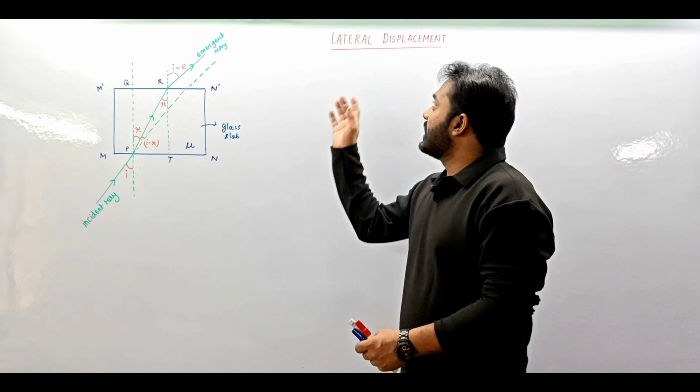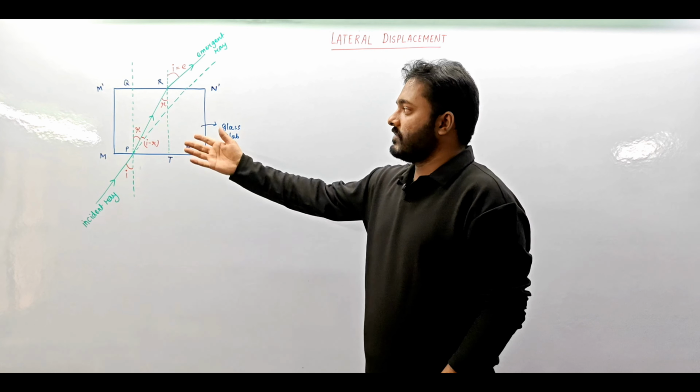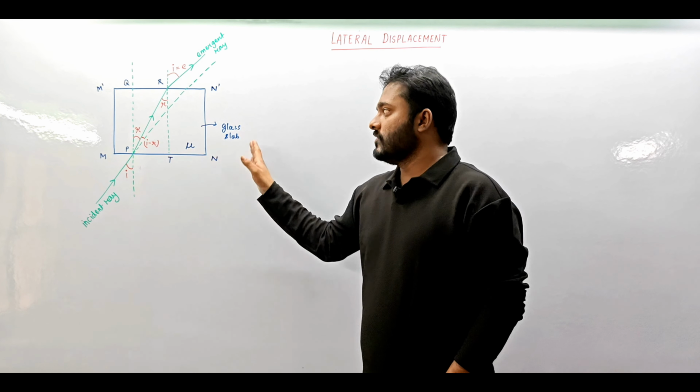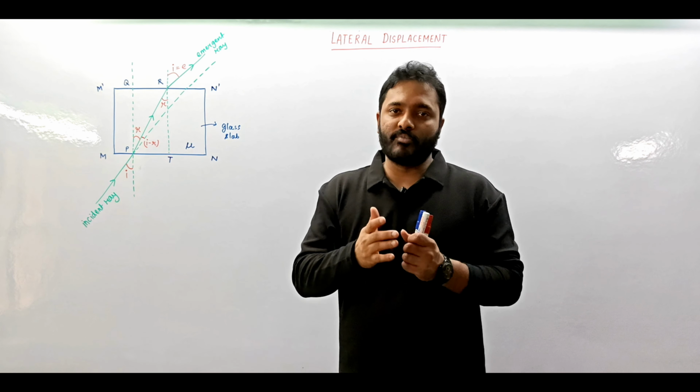So let us understand lateral displacement. So lateral displacement, if you have understood it, we are saying that we have a glass slab which is having a certain refractive index and it is made up of a denser material. Denser medium का मतलब वो हो गया जिसमें speed of light कम हो जाता है.